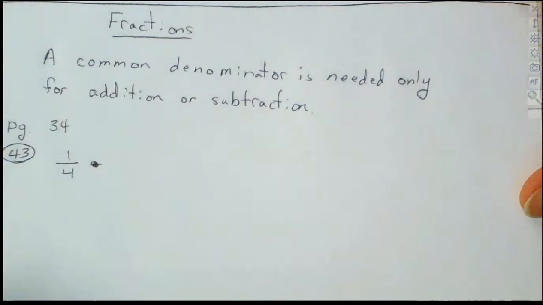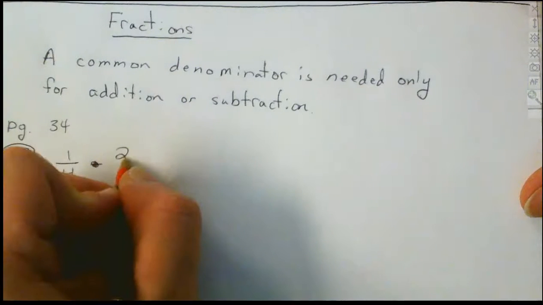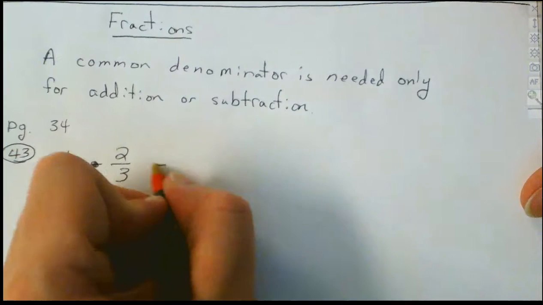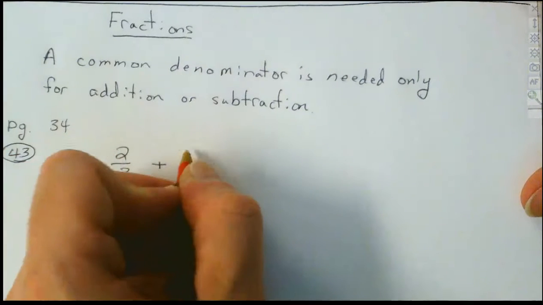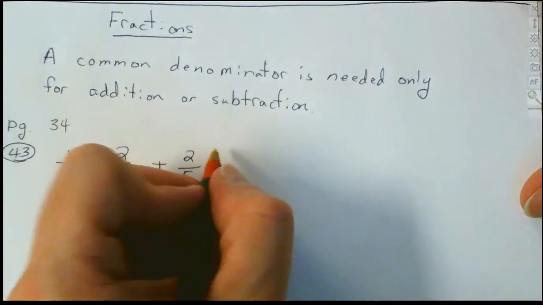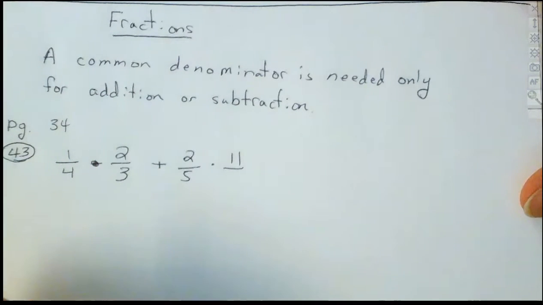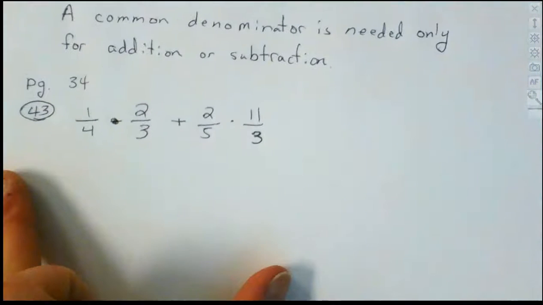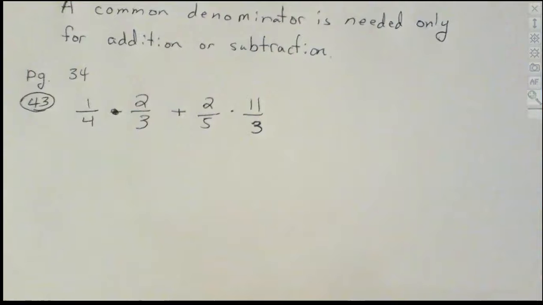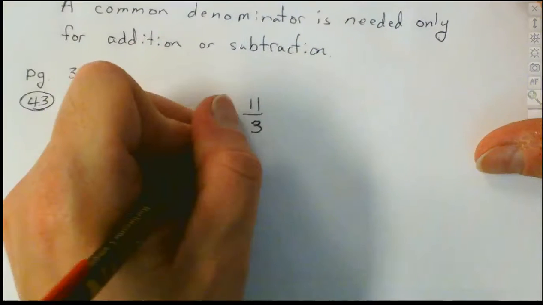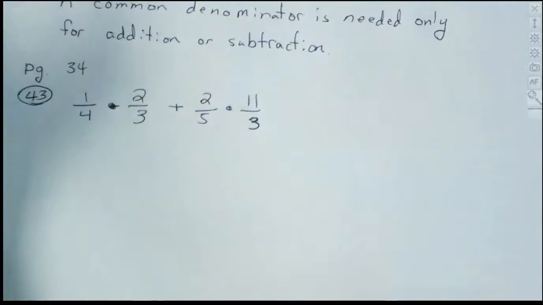And multiplication here, so 1/4 times 2/3 plus 2/5 times 11/3. Okay, now, what do we need to do first? These are multiplication dots. First thing we need to do is we need to do our multiplication. We have no parentheses, or we would do that first. So all we have here is multiplication, and we've got addition. So let's go ahead and multiply first.